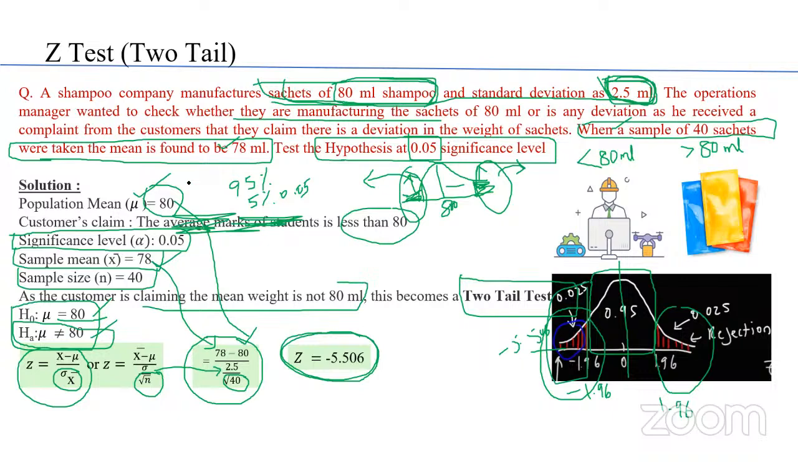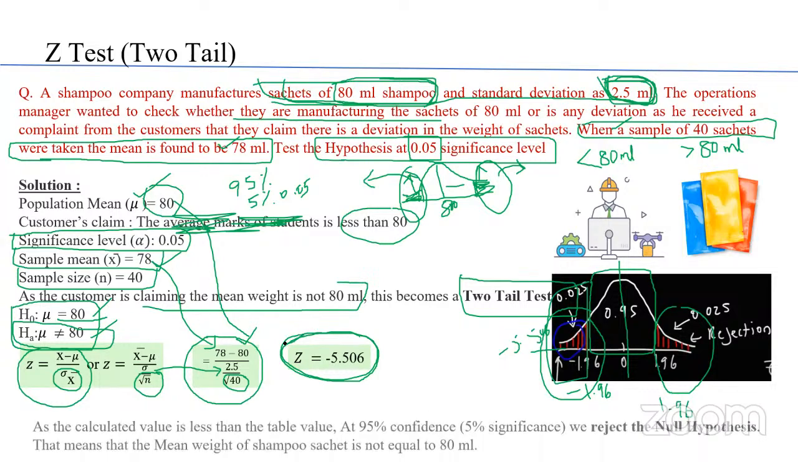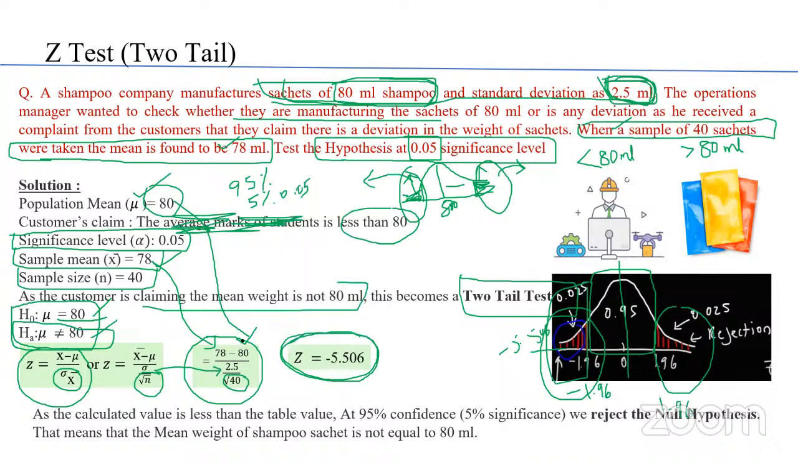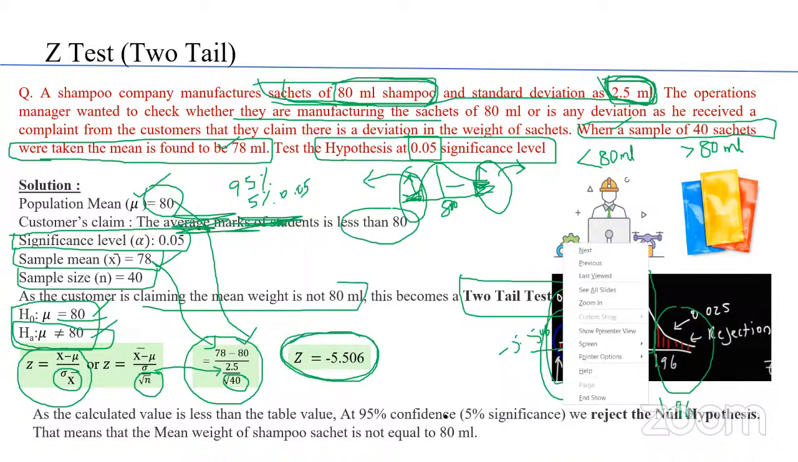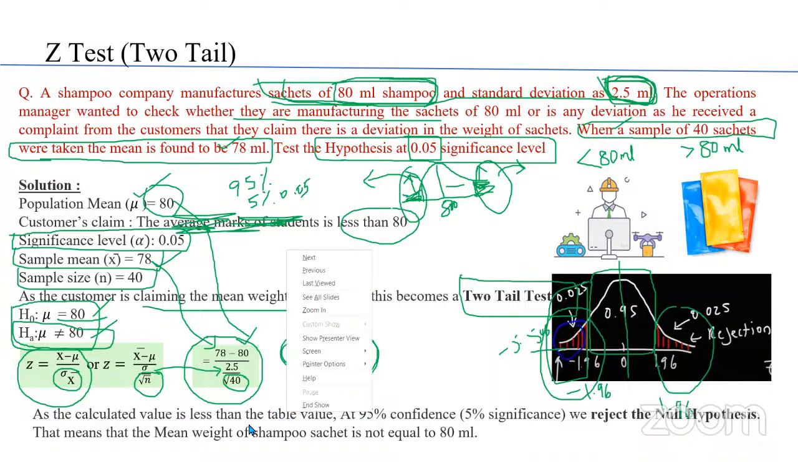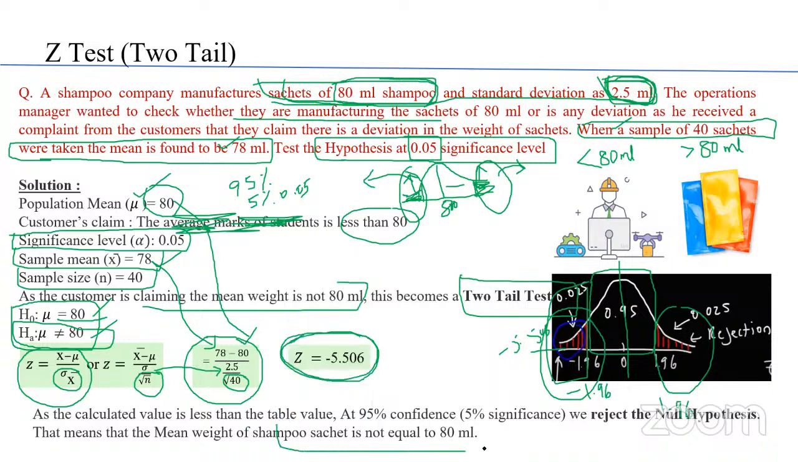Okay. The null hypothesis is mu is equal to 80, right? We are trying to test the total population mu with the help of X bar. We have calculated the Z value as minus 5.506, and if you compare with the table, it should be rejected. That means the mean weight of shampoo is not equal to 80 ml. It gives an indication that most of the time it is coming to be less than 80.